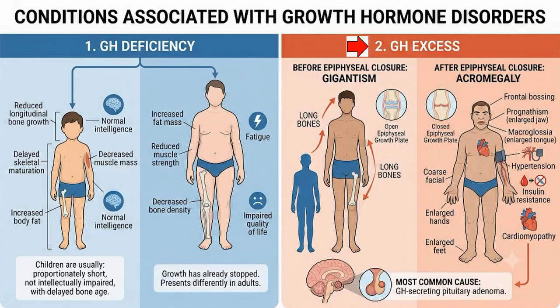2. GH excess. Growth hormone excess produces different diseases depending on whether the epiphyseal growth plates are open or closed. Before epiphyseal closure, excess GH causes gigantism. The patient becomes abnormally tall because long bones continue to grow. After epiphyseal closure, long bones can no longer lengthen. Instead, GH causes enlargement of soft tissues and membranous bones, producing acromegaly. Typical clinical features include enlarged hands, enlarged feet, coarse facial features, frontal bossing, prognathism, macroglossia, hypertension, insulin resistance, cardiomyopathy. The most common cause is a GH-secreting pituitary adenoma.